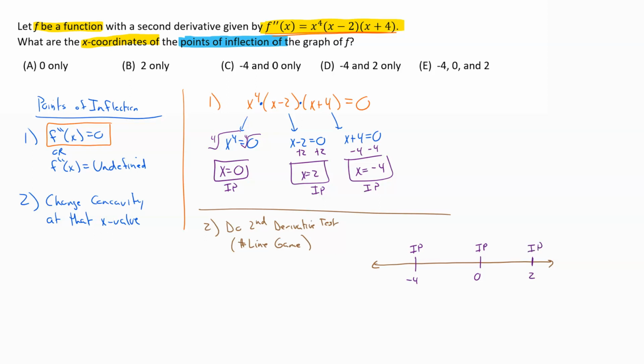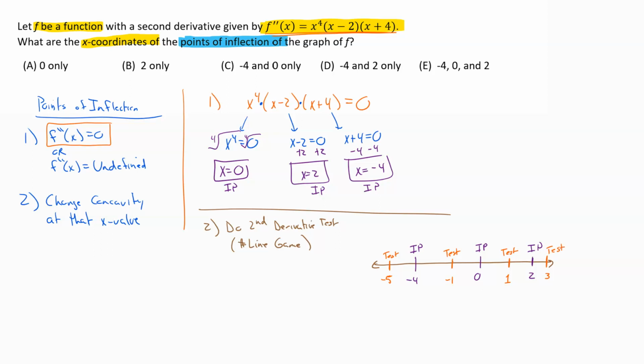This is a second derivative test, so I need some test values. I'm going to need to choose a test value from each of the regions that I just created. Something to the left of negative 4, I'm going to go with negative 5. Something between negative 4 and 0, I'm always going to go with negative 1. It should make the math easier. Something between 0 and 2, I would always go with 1 if it's an option. And then something to the right of 2, we're going to go with 3.